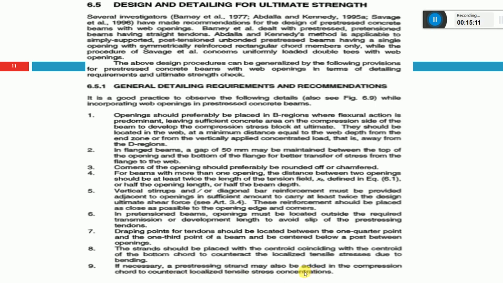That means we can provide it in the top chord and the bottom chord. He's saying that prestress can also be provided in the top chord, not only in the compression areas, because it will not act as compression, it will also act in tensile stresses. These are the design conditions we have to consider for prestressed beams with openings.